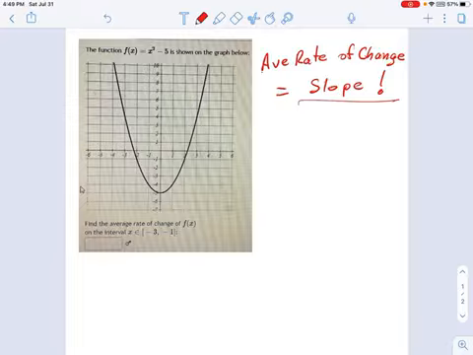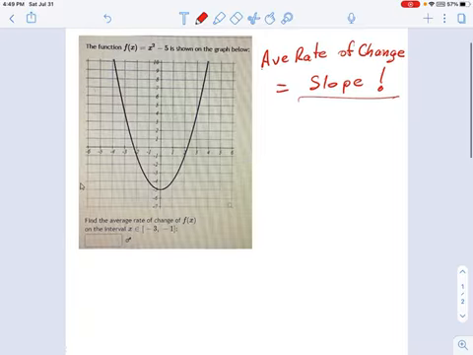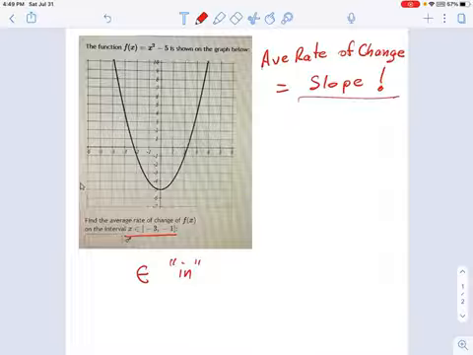There's nothing new here. So I'm going to take a look at this problem and say, okay, I've got a function, and they want to know the average rate of change on this interval. Now, if you're not familiar with this little symbol right here, what that means is basically "in." Okay, it's math speak for the word in. You could also think of it as "is a member of," but that's the same thing.